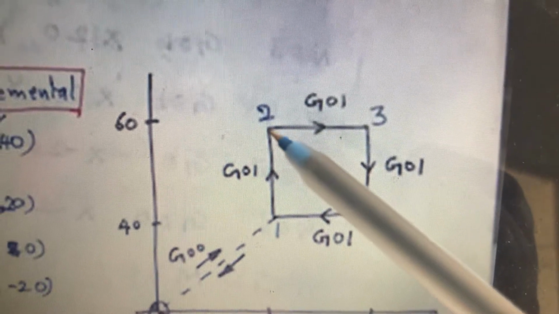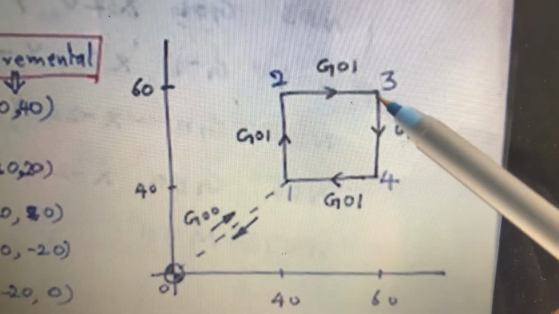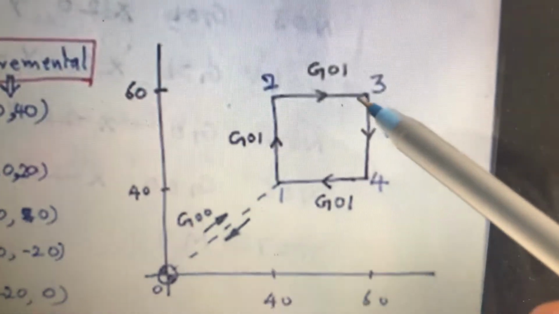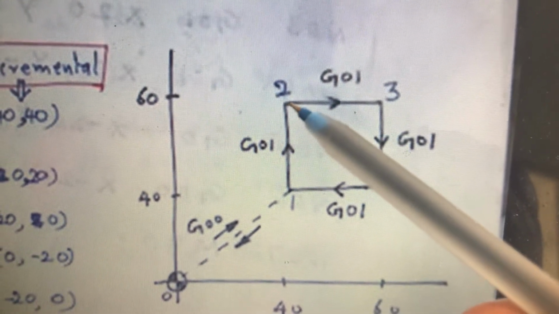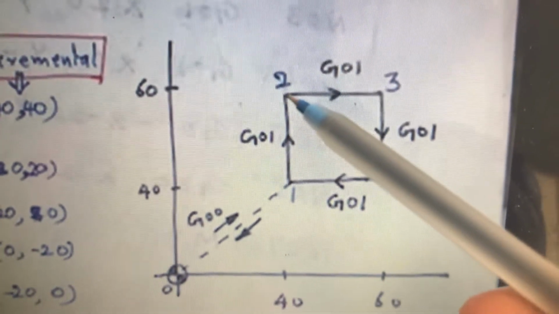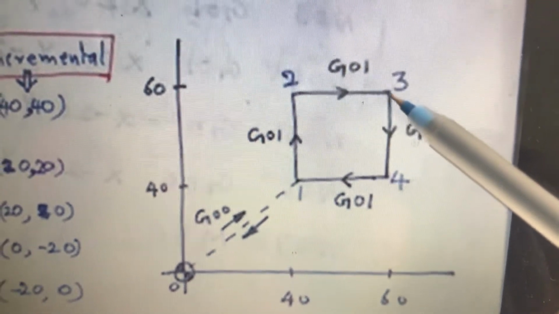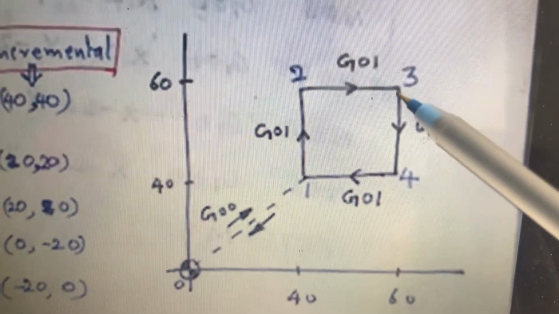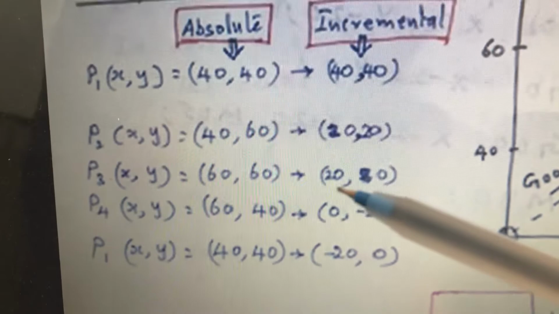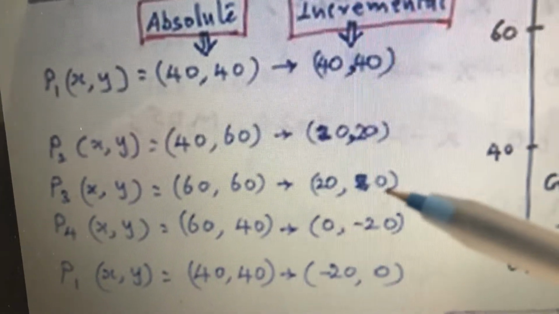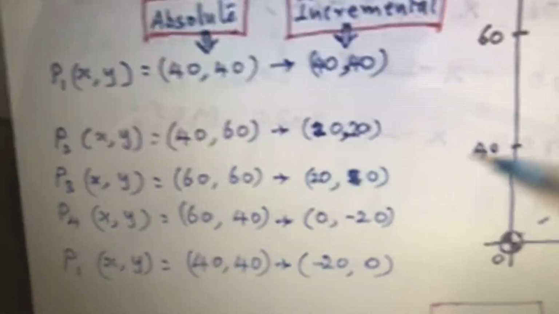So if this is assumed as 0 0, from here the tool has to travel a distance of 20 units in the x direction. So the value of x is 20. And what is the value of y? Because we are assuming point 2 is the origin, 0 0, there is no movement in the y direction. So y is 0. So at point 3, the value of x is 20 and the value of y is 0. I erased the earlier entry, so this is 20 comma 0 at point number 3.